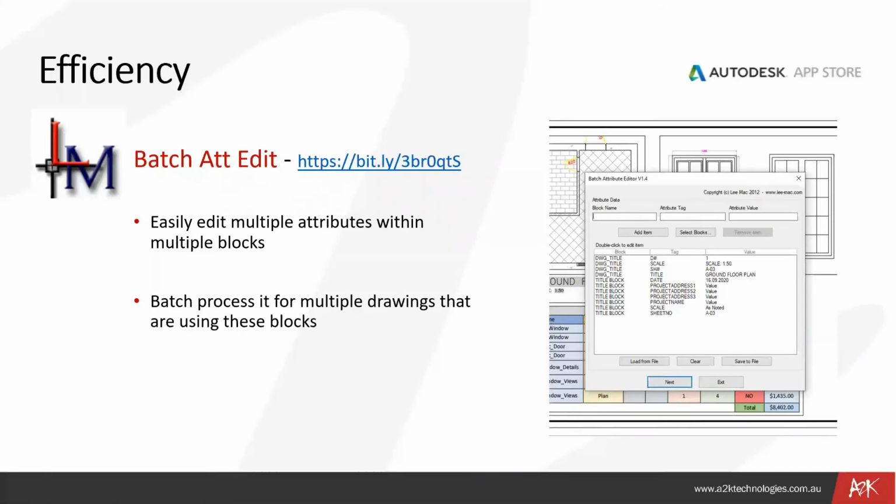Building off of attributed data that we touched on in other webinars, there is a tool already in CAD, but if you are editing attributes, this makes it a lot easier. We can edit multiple attributes within multiple blocks, which is handy. And it's a batch process. It will find the drawings that are using the blocks as well and adjust them as well.